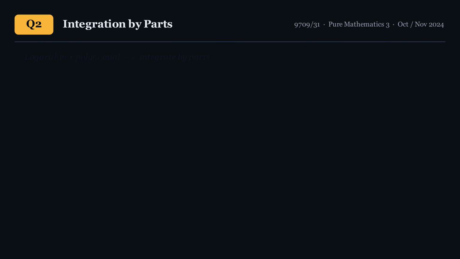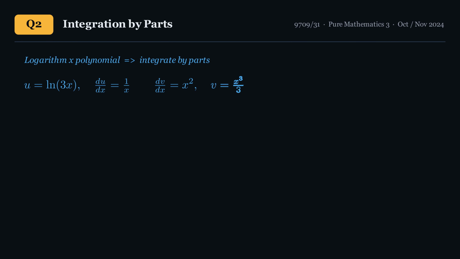This is a logarithm times a polynomial, so we integrate by parts. Let u equal natural log of 3x, so du by dx is 1 over x. Let dv be x squared dx, so v is x cubed over 3. Substituting gives x cubed over 3 log 3x, minus x cubed over 9.